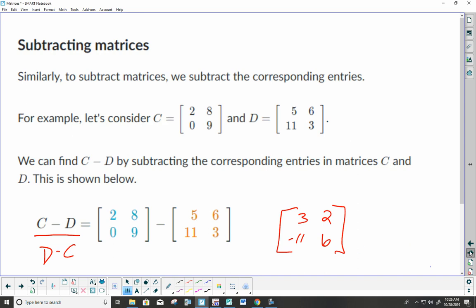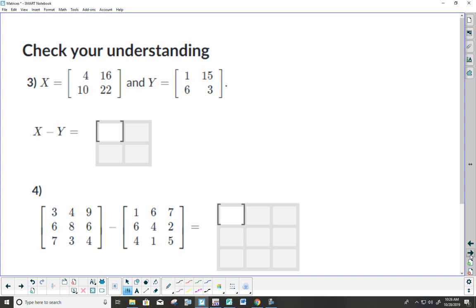Not so sure we need to practice this. I think you guys got your adding and subtracting down, but we'll do this one just to make sure. So that would be 3, 1, 4, 19. I subtracted the individual elements in this order, x minus y.